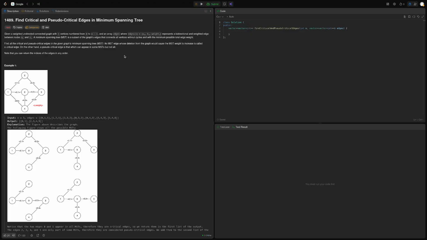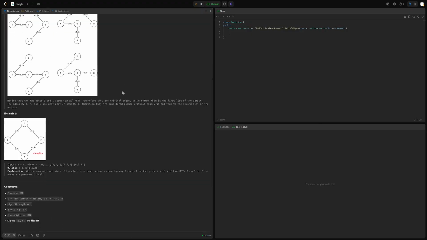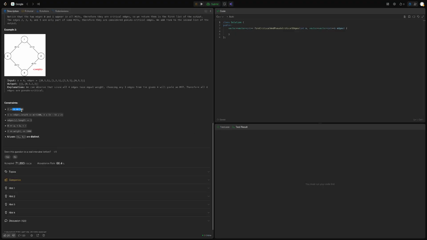What causes the MST weight to increase is called a critical edge, and a pseudo-critical edge can appear. Okay, that seems like a standard problem. Oh no, that's not good. 200 edges. Not great. Okay. Nice.